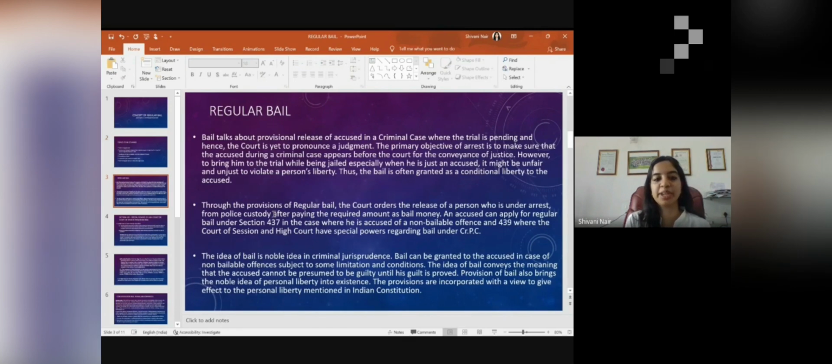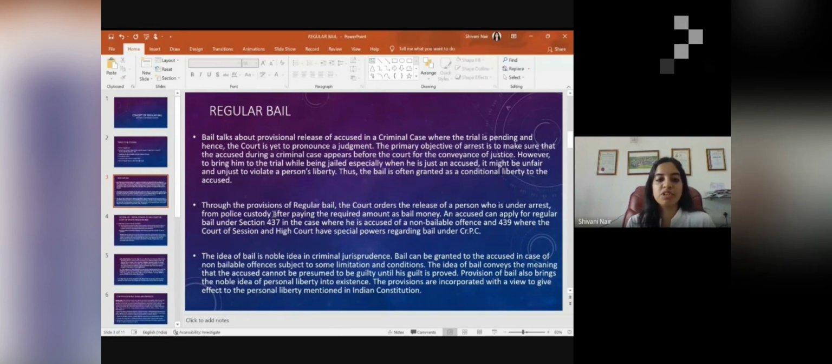Now, what is regular bail? Bail talks about the provisions of release of an accused in a criminal case where the trial is pending. Therefore, the court is yet to pronounce a judgment. Now, the primary objective of the arrest is to make sure that the accused during a criminal case appears before the court for the conveyance of justice. Whenever a person is arrested, he is produced before the court, and in such a case, the primary object of such an arrest is so that he appears in all of the trials that are conducted.